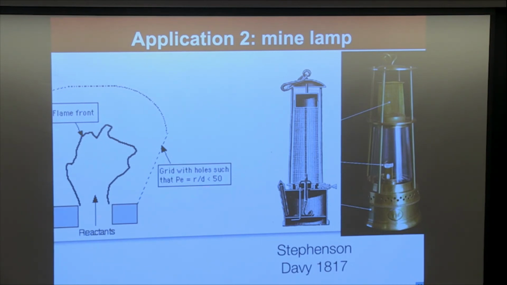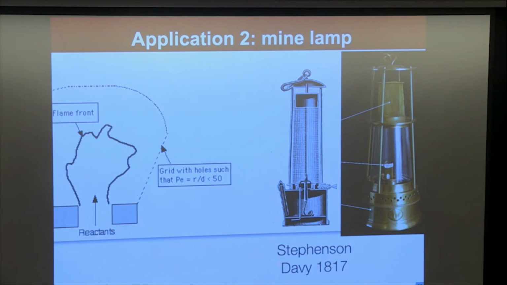So instead, inside the lamp of Davy, you would have a light, a flame. The light would come out, but not the flame. Okay? So that's great. You can go down in the mine. Even if there is CH4 outside, the flame cannot go through. Okay? And the second lesson of that is that at the same time, there was another guy who was not a lord, Stephenson.